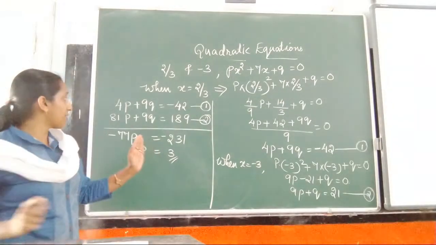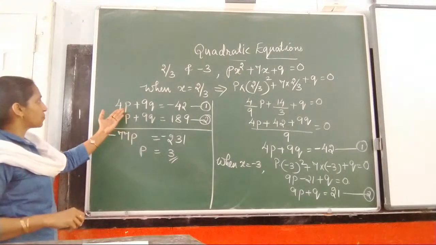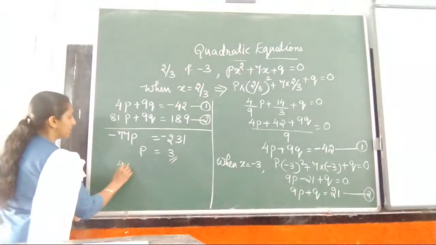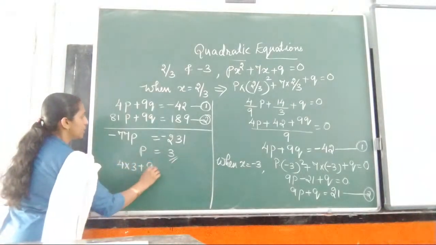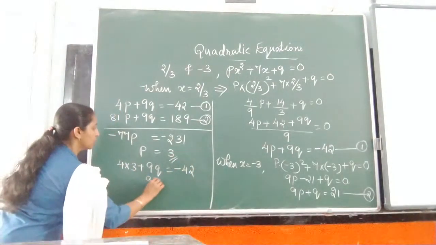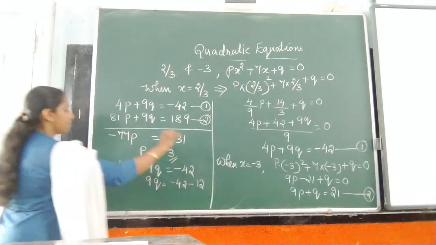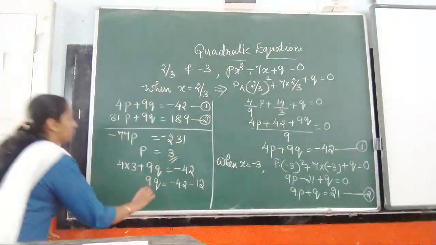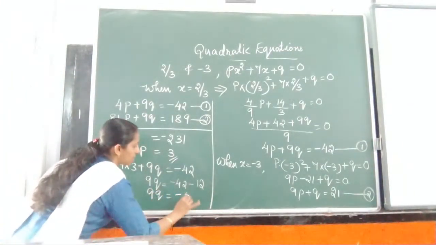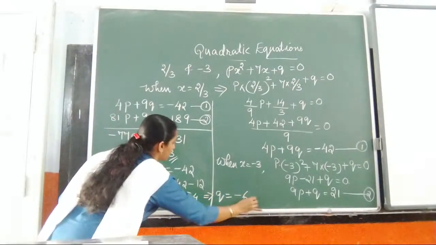So if you got p as 3, this p you can substitute in any of the equations. That means 4 into 3 plus 9q equal to minus 42. That means 9q equal to minus 42 minus 12. 9q equal to minus 54. Right? And q will be equal to minus 6.